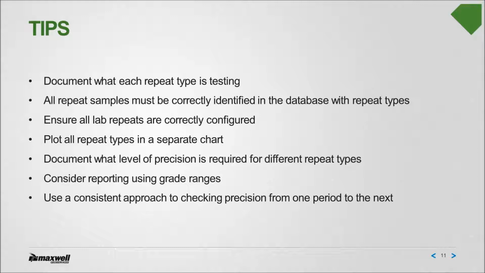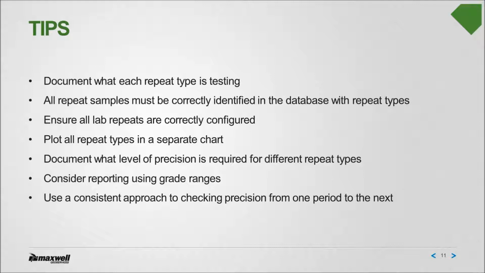Ensure all lab repeats are correctly configured. Plot all repeat types in a separate chart, because one repeat type does not represent another. We cannot plot them together and come up with any conclusion, so it's good to plot each repeat type separately. Document what level of precision is required for different repeat types. We expect higher precision in lab checks than in field duplicates, because we expect a bigger variance in the field than in the laboratory. So we have different precision.